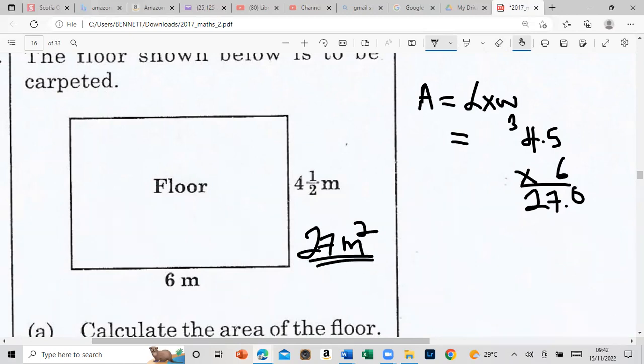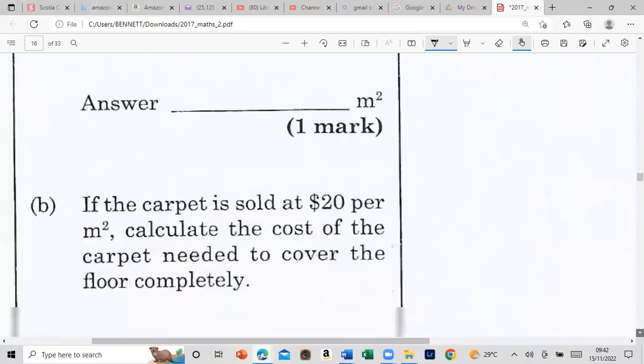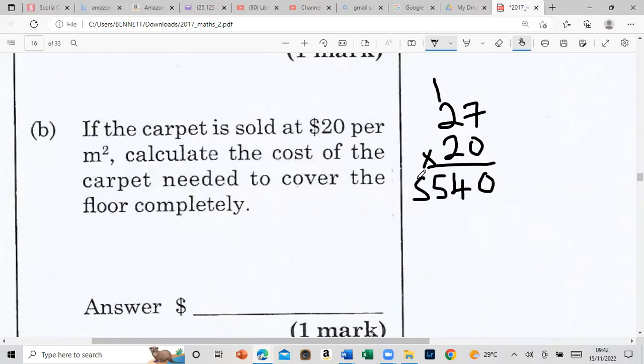Alright, let's move on to the next one. If the carpet is sold at $20 per meter square, calculate the cost of the carpet needed to cover the complete floor. So if it's 27 and each is going to cost $20, all I have to do is just multiply 27 by 20. Plus 0, 2 sevens are 14. So that's 540. So it will be $540.